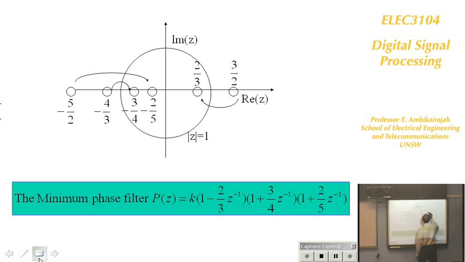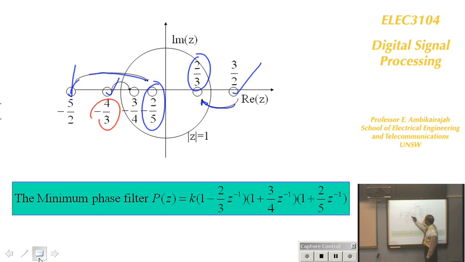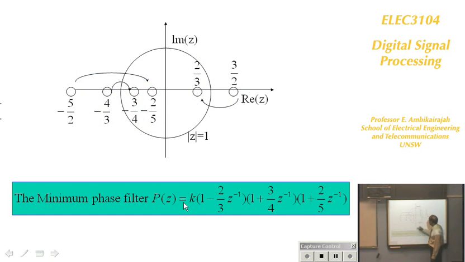So here are my zeros. There's one zero I have here. There's another one I have, another one I have. Maximum phase. I want to make it minimum. So I reflect it. I reflect this back in. So 3 over 2 will become 2 over 3. And I reflect this back in here. Minus 5 over 2 will become minus 2 over 5. And I reflect this one back in here. Minus 4 over 3 will become minus 3 over 4. Now you've got all of them inside the unit circle. That becomes minimum phase.